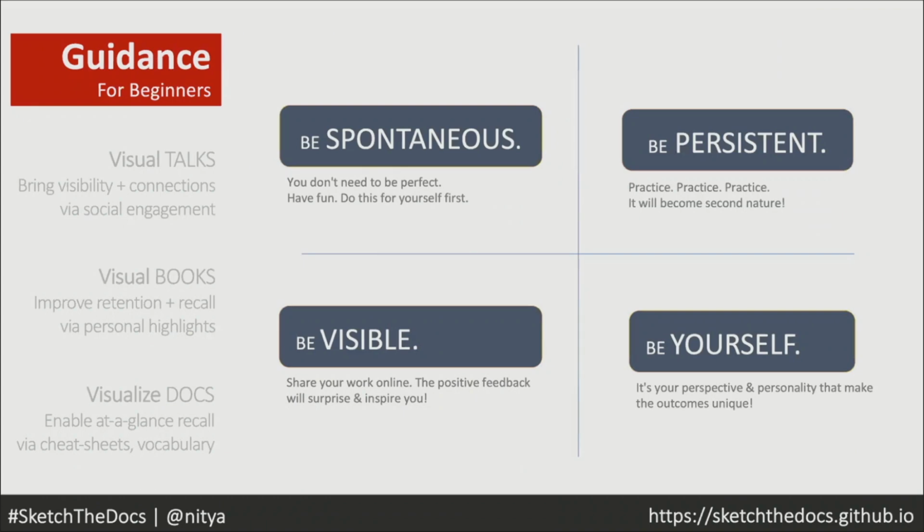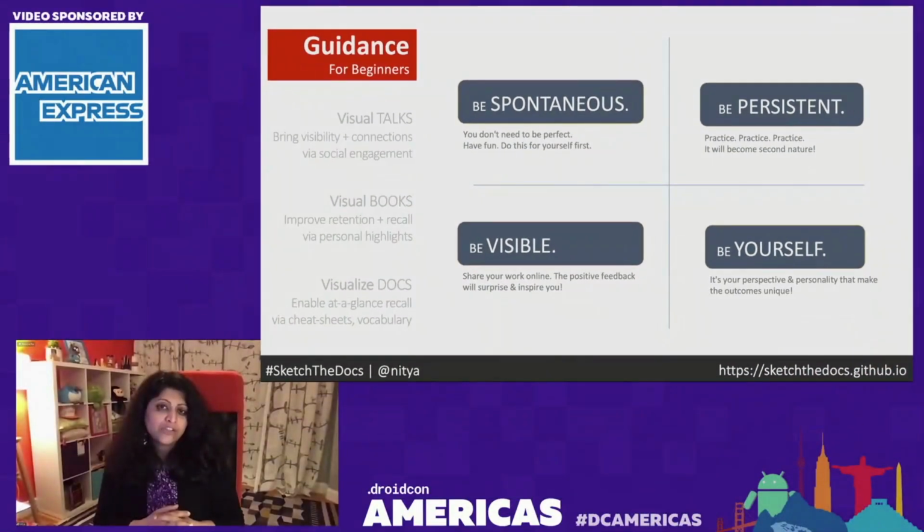My guidance for beginners, assuming many of you here are beginners, is really simple. The first and foremost thing that you want to think about when you start a sketchnoting journey is be spontaneous. You don't need to be perfect. If you look at a lot of the examples I share, I deliberately share things that are not perfect. Because what makes them so interesting is they are individual. They're unique, they're creative, and they really are just representative of what you were thinking at that time. Do this for yourself first and have fun.